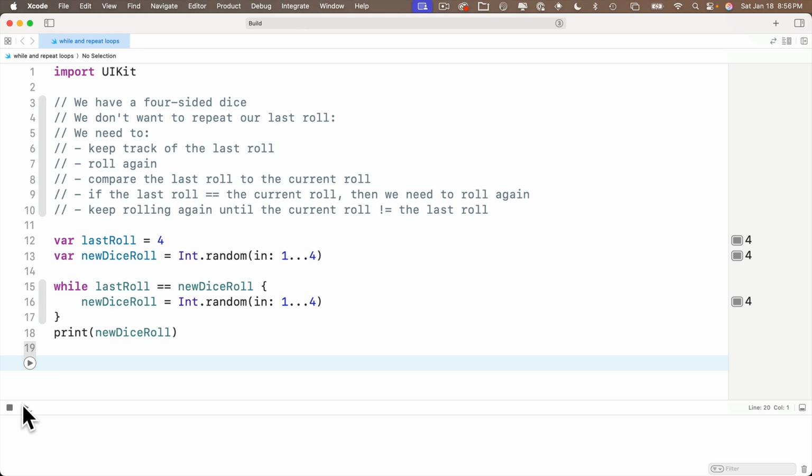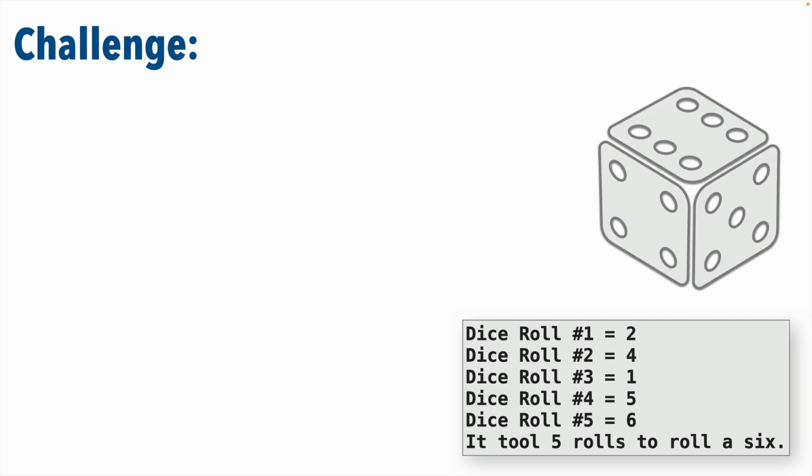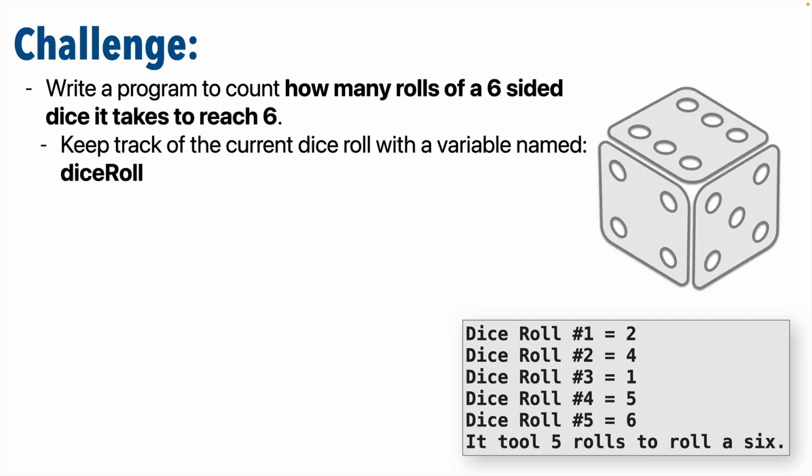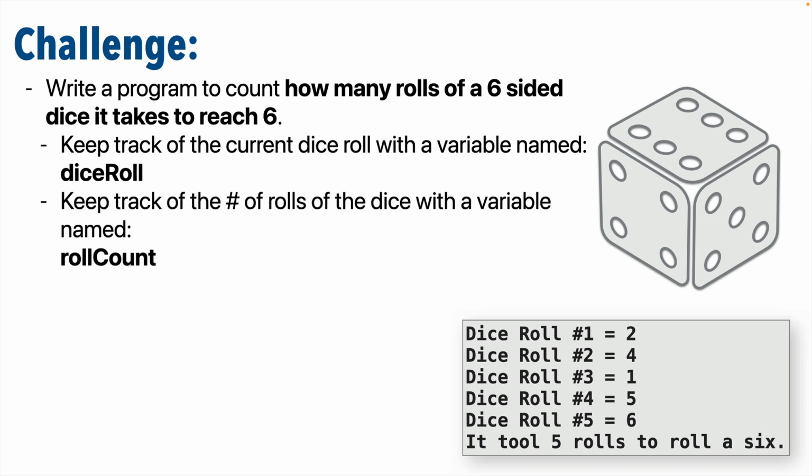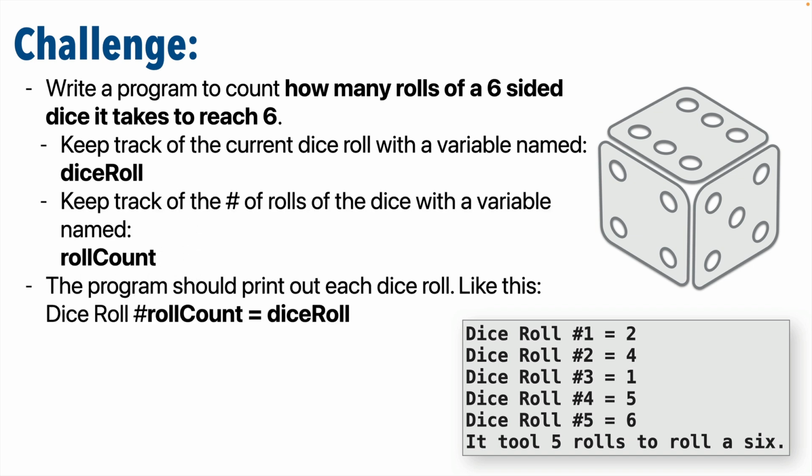And so now that you've seen this, let's see if you can put a while loop to work by completing this next challenge. This is a dice roll challenge. We want to see how many dice rolls it takes to roll a 6 using a 6-sided die. And so it's easy for us to compare answers, why don't you write your code to keep track of the current dice roll value using a variable named diceRoll, lower camel case, and keep track of the number of rolls in a value named rollCount, lower camel case, and the program should print the result of each dice roll like this.